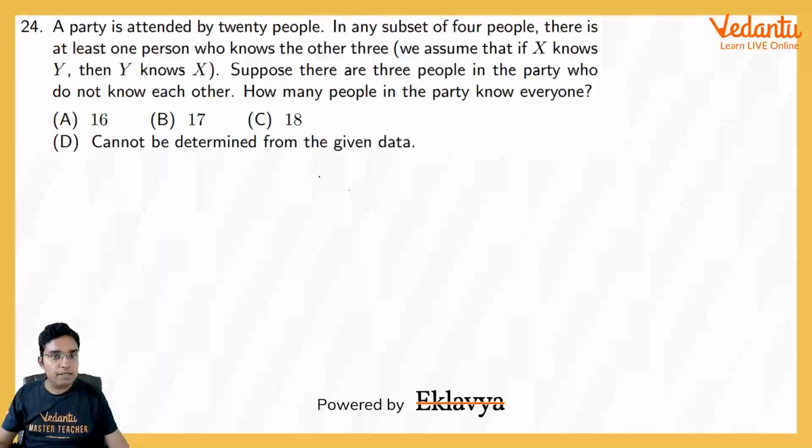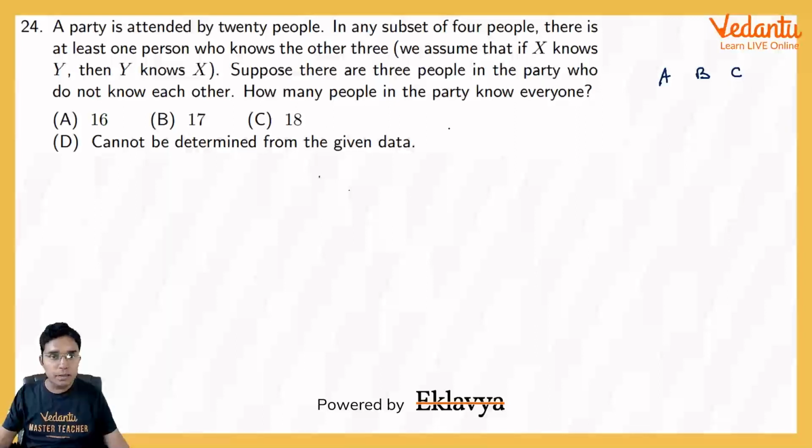A party is attended by 20 people. In every subset of 4 people, there is at least one person who knows the other 3. We assume that if X knows Y, then Y knows X also. Suppose there are 3 people in the party who do not know each other, and let me call these 3 people who do not know each other as A, B, C. How many people in the party know everyone? Very tricky question. Please see how this will be done.